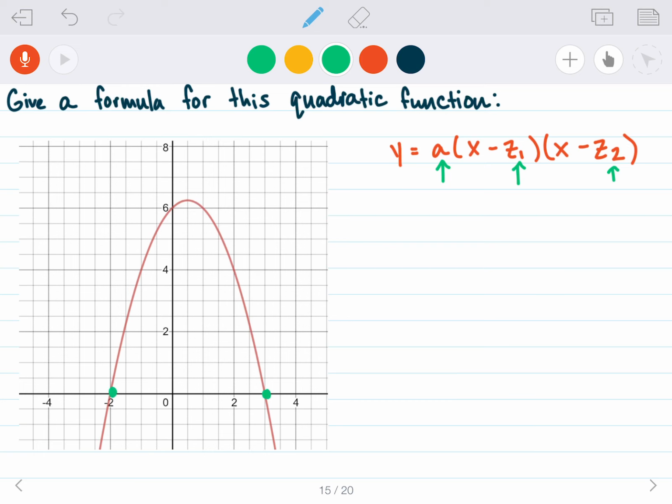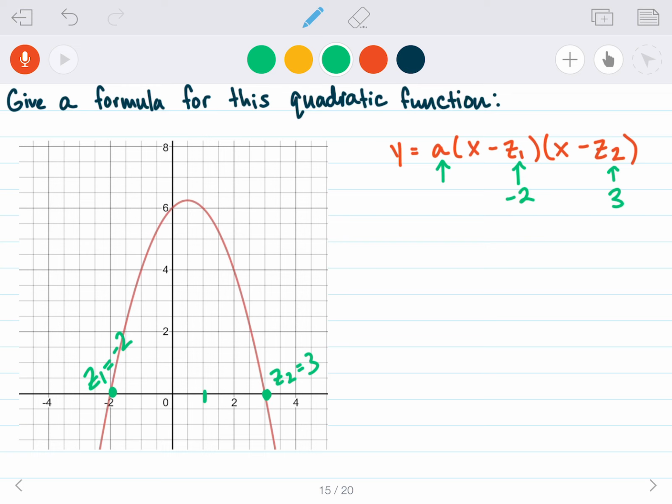So it doesn't matter which one you call z1. I usually just do the leftmost one. So z1 we can see right off the bat is negative 2. And z2 is, let's see, this is going up by halves. So this is 1, 2, and this is going to be 3. So this is z2 equals 3. All right, so we got 2 pieces of information. So we know that z1 is negative 2 and z2 is 3. And the question is, how do we find a?